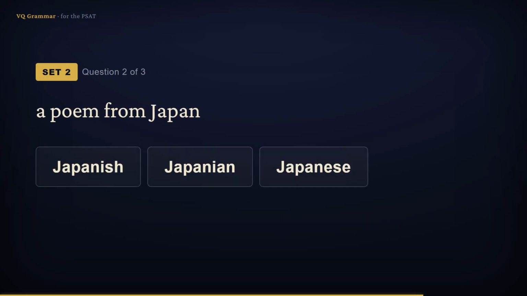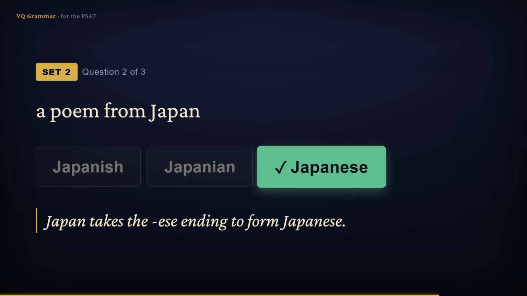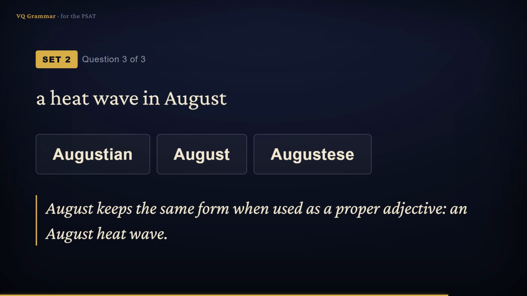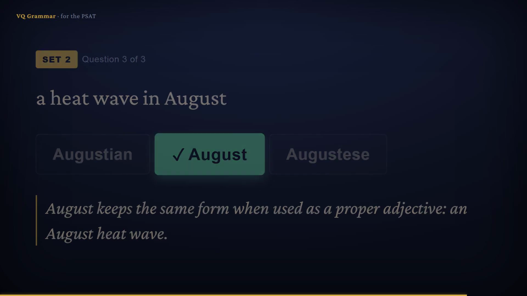A poem from Japan. Which adjective? Japan takes the ending -ese, giving Japanese. A Japanese poem. So the answer is Japanese. A heat wave in August. Which adjective? This one's a trap. August doesn't take an ending at all. The name keeps its very same form, an August heat wave. So the answer is August.